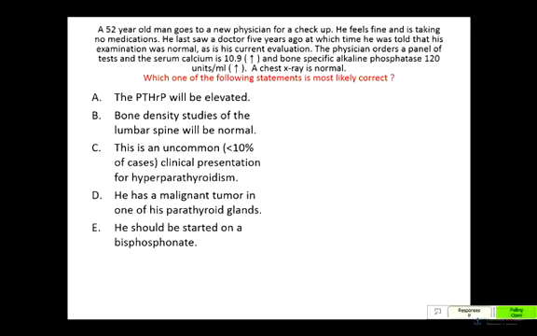A 52-year-old man goes to a new physician for a checkup. He feels fine and is taking no medications. He last saw a doctor 5 years ago, at which time he was told that his examination was normal, as is his current evaluation. The physician orders a panel of tests, and the serum calcium is 10.9, which is high, and his bone-specific alk phos is 120, which is also high. A chest x-ray is normal. Which of the following statements is most likely correct?